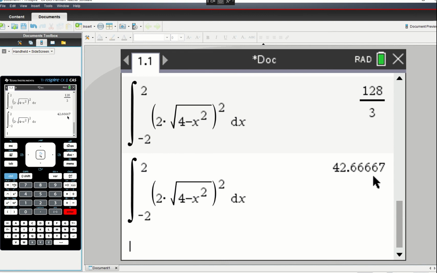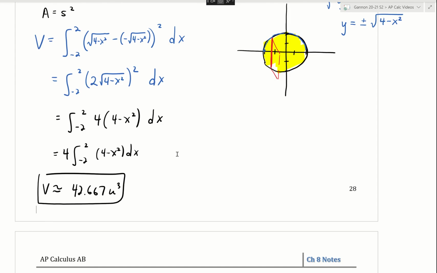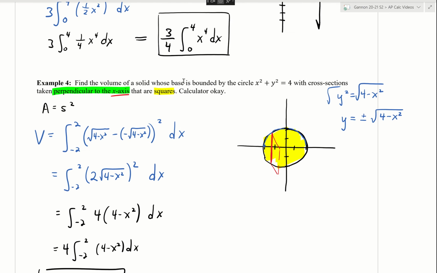So, you just got to be careful as you set up the equations in your functions. But a key to this is knowing the shape of the cross sections so that you know which area formula to integrate. And you can really think about it as when you integrate area, you are finding volume.